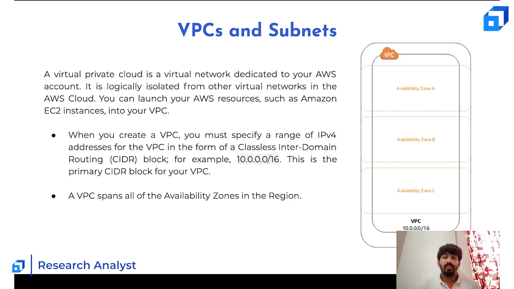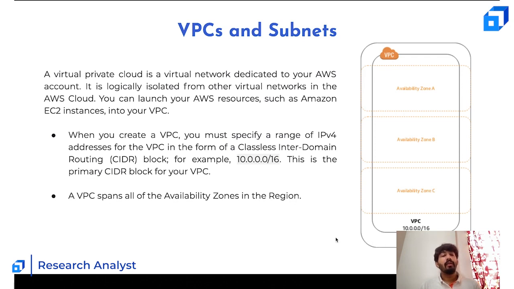This is what you'll have to know. This is how you provide an IPv4 address range. When you create one, it will automatically show you how many IP addresses are possible within that particular range. And then there are availability zones A, B, and C.